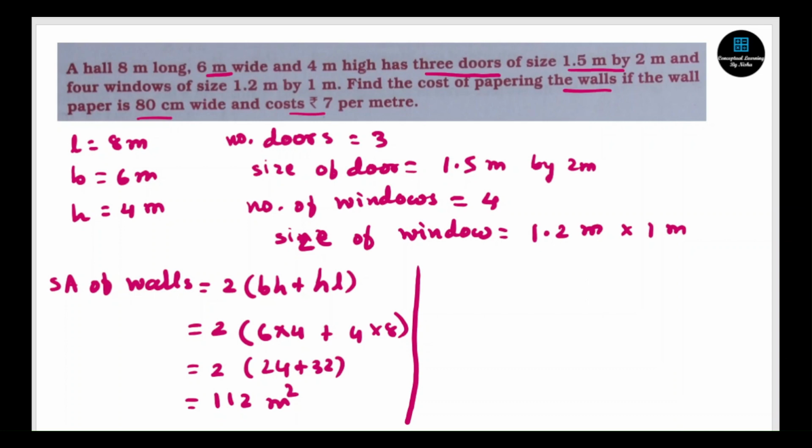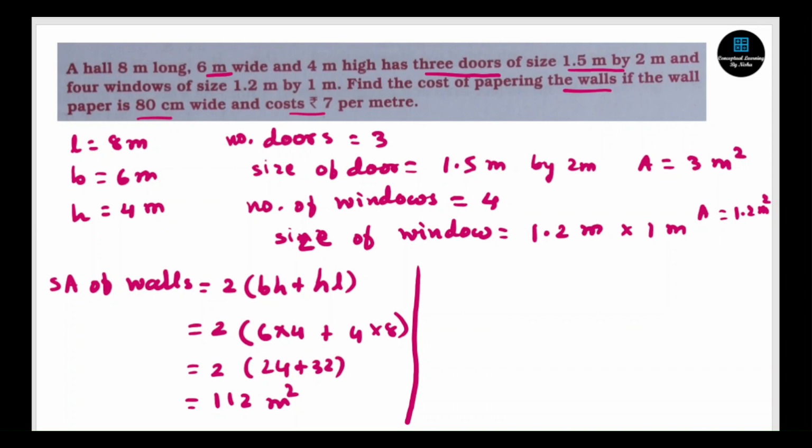Now, as I said, we have to exclude this area. So, see, area of door, what will I get? Area of door, I'll get 1.5 into 2, which is 3 meter square. Area of the window, I'll get 1.2 meter square. So, now there are 3 doors and 4 windows.